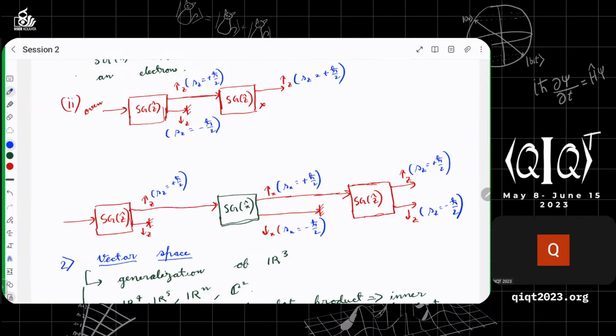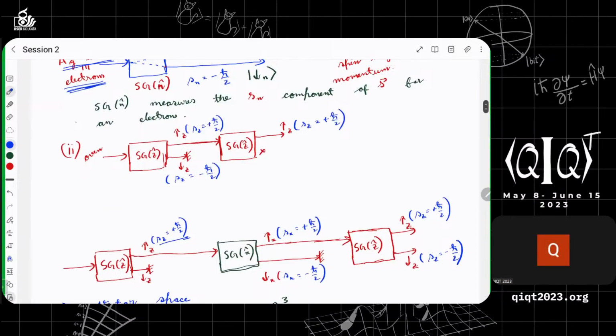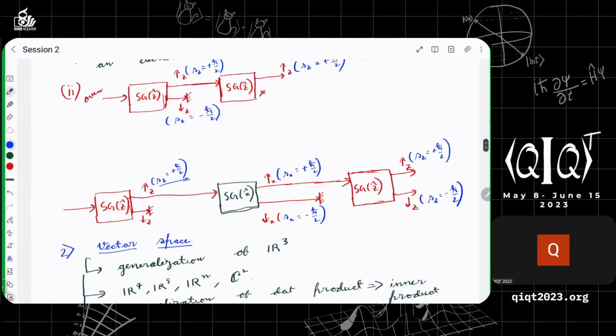And this was a little bit counterintuitive, because what we would expect is that since we are sending in only the up Z particles, no matter what we measure, even if we measure the projection along the X-hat direction, as I said, SGn measures the Sn component. So even if we measured the Sx component, the Sz component should not have changed. And so we should have got only up Z at the output of the third Stern-Gerlach apparatus, but we find that that is not the case. We find both the outputs.